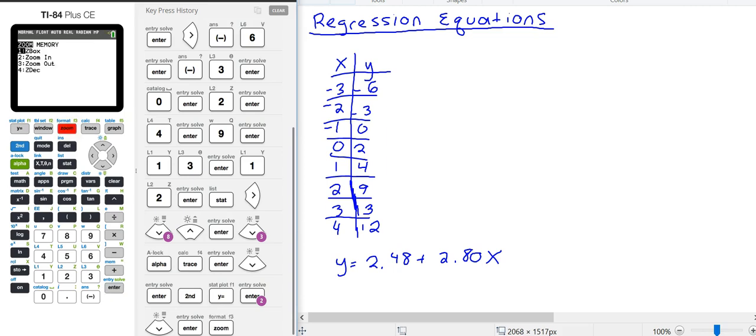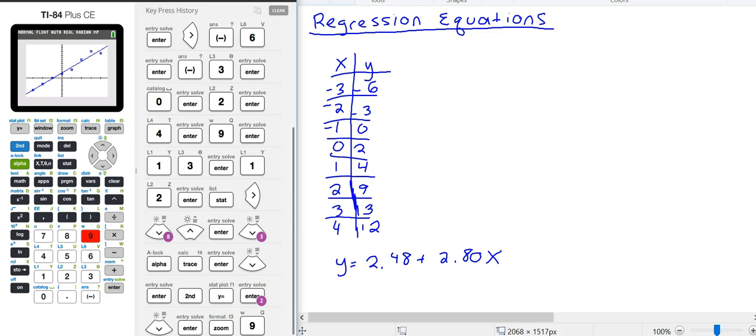The mark could be that box, and the color blue, that's okay. Then we're going to press Zoom 9 for Zoom Statistics. Those are the points, and that's the line of best fit. That's the closest line to each of the points. It passes through some of the points and it's very close to the rest of the points.